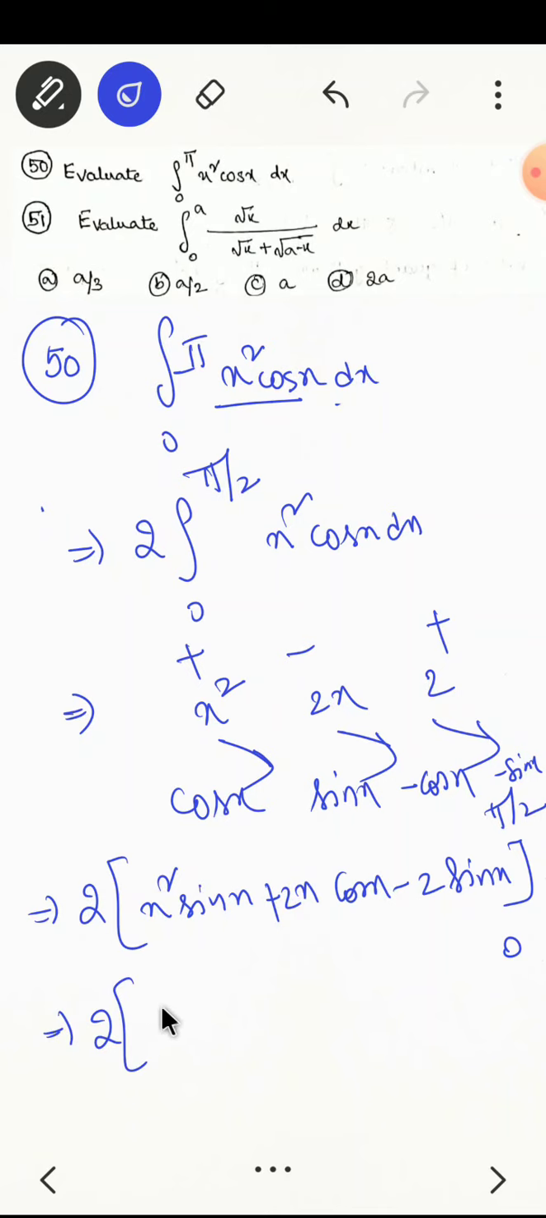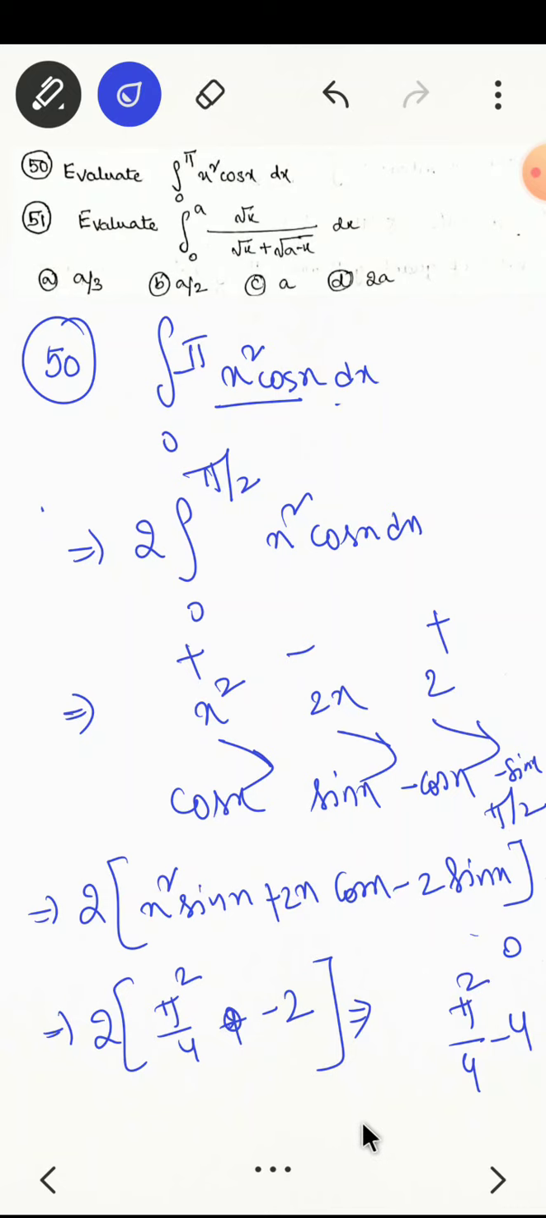Applying the limits: 2 into pi by 2 square, that is pi square by 4, into sin pi by 2, which is 1, plus cos pi by 2, which is 0, then minus 2 sin pi by 2, which is minus 2. For the lower limit, everything is 0: cos 0 term is 0 and sin 0 is 0, so the entire term for the lower limit is 0. Then what you will get is pi square by 4 minus 2.